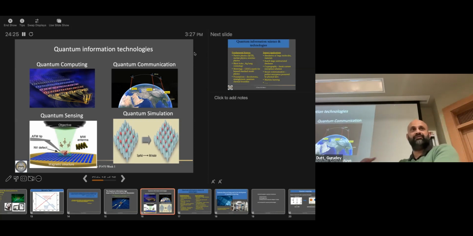Quantum computing, we're going to say a lot about it, but you probably already understand that we're using the principles of quantum mechanics to build new types of computers. What is quantum communication? Well, quantum communication is using the laws of quantum mechanics to create absolutely secure communication links. Communication that cannot be broken by any other method because it's guaranteed by the laws of quantum mechanics.